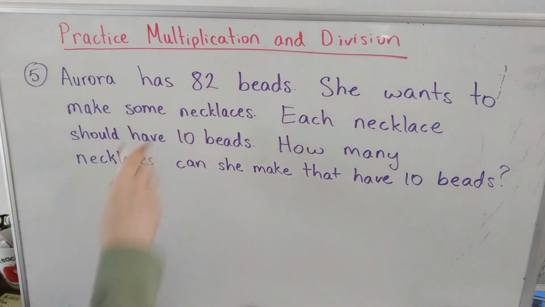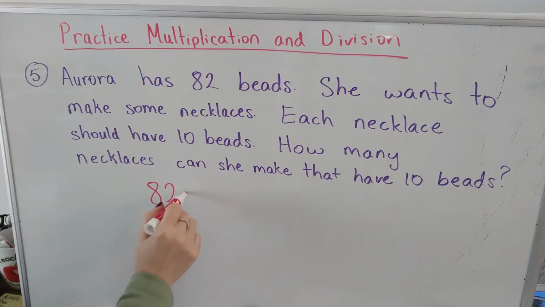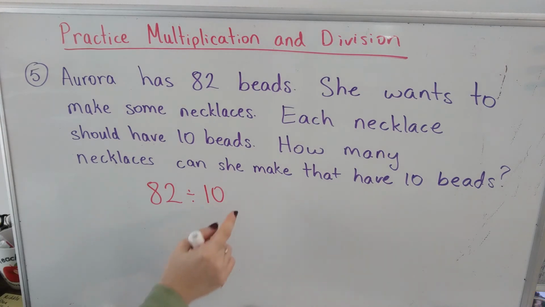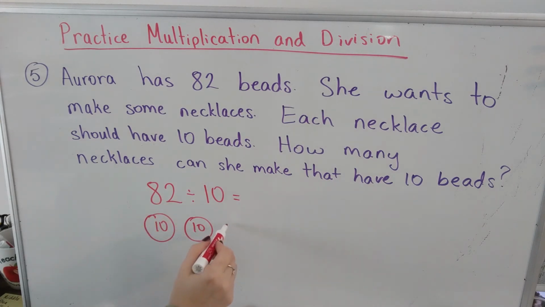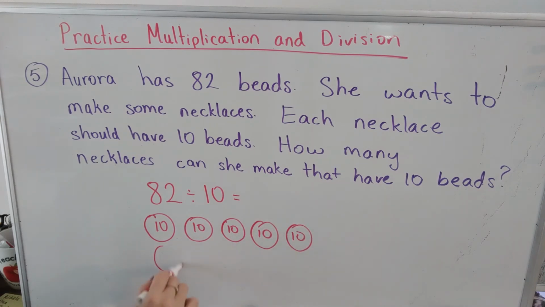So we know that Aurora has 82 beads. And we're going to share these beads with groups of 10 because each group of 10 beads is going to make 1 necklace. So 10 beads, 1 necklace. 10 beads, 1 necklace. 10, 20, I have more to share. 30, 40, 50, 60, 70, 80. I still have more to share. 81, 82. Notice I did not circle these because this is not a group of 10. This is 2 extra beads left over.